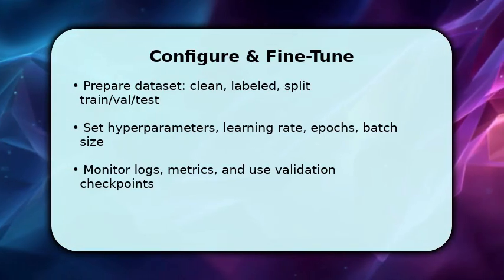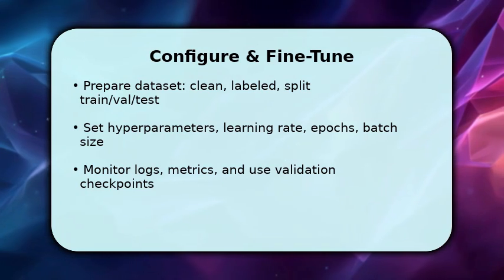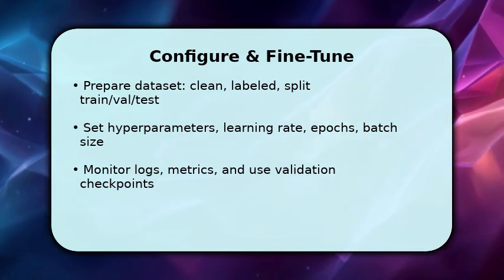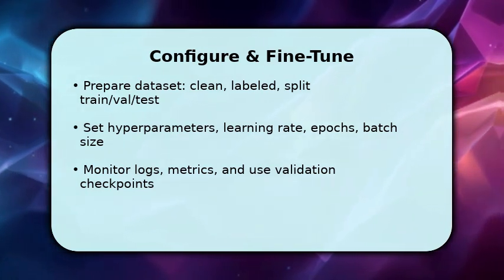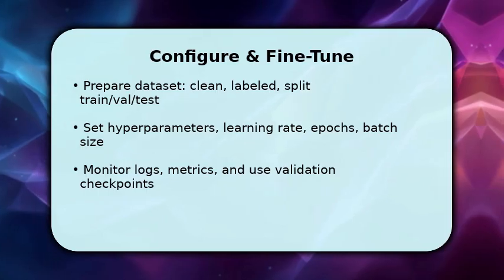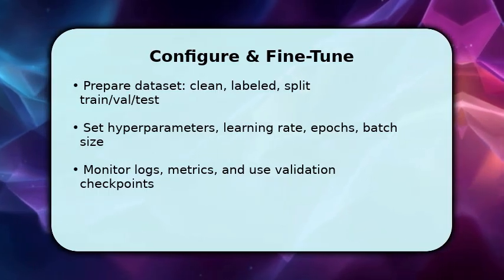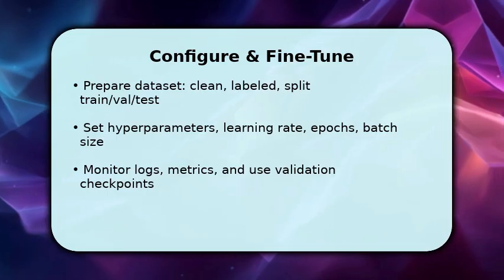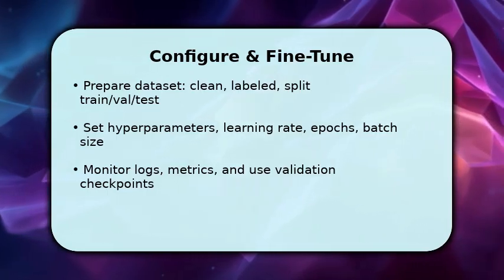You now configure the training job. Clean and split your dataset, then map fields to the model's input schema so examples align. Next, set hyperparameters: learning rate, batch size, epochs, based on dataset size. Start conservative and increase if underfitting.